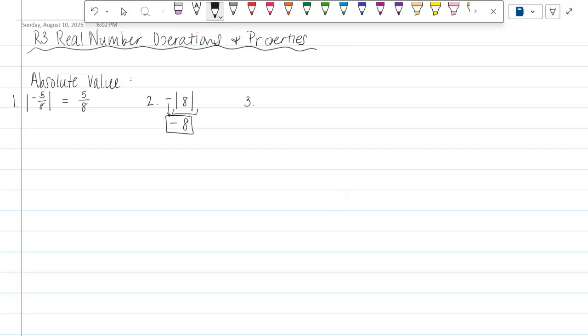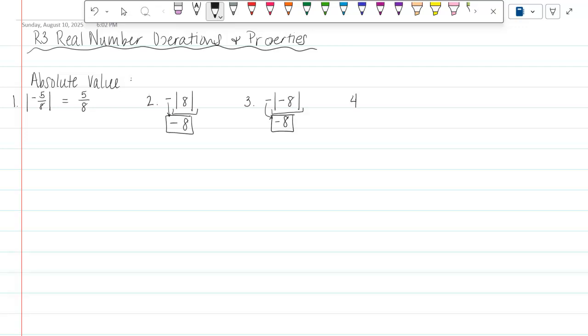Number 3, we're going to have negative and an absolute value of negative 8. So again, one number on the inside turns positive. So we've got 8, and then I'm just going to drop down the negative sign. So it's negative 8 is our final answer.